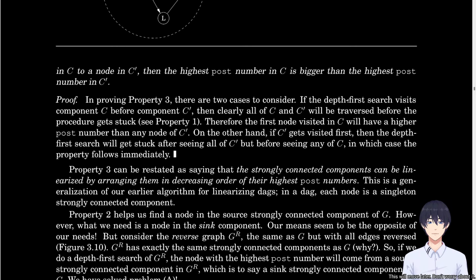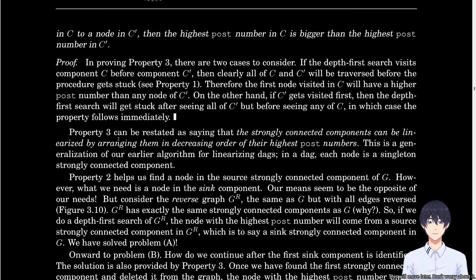Yeah. If the DFS search visits component C before C prime, then clearly all of C and C prime will be traversed before the procedure gets stuck. Therefore, the first node visited in C will have a higher post number than any node in C prime. On the other hand, if C prime gets visited first, then the DFS will get stuck after seeing all of C prime, but before seeing any of C, in which case the property follows immediately.